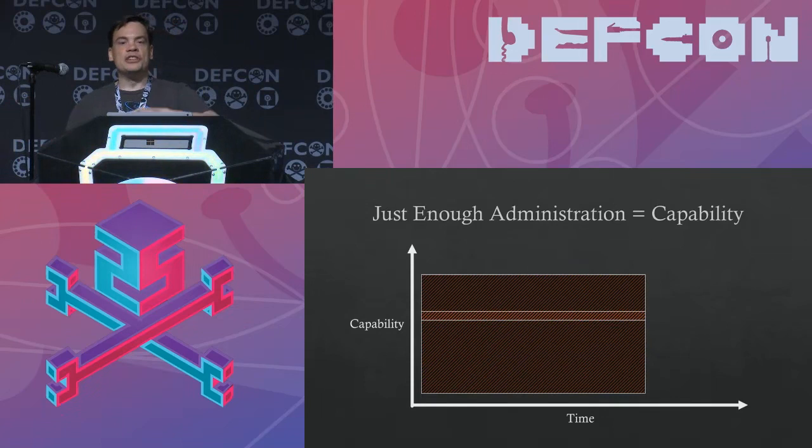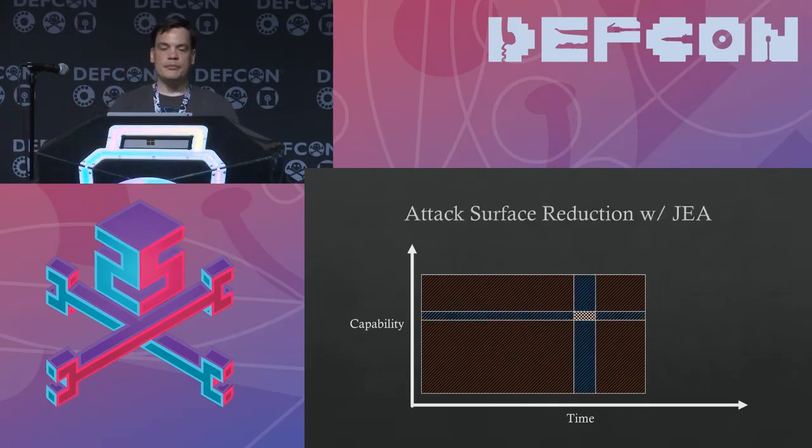Just enough administration is all about the capability. Sure, somebody's got access for a given amount of time, but why do you need to give them full access to the domain controller once a service ticket is open? So combining the two, this is what your attack surface reduction can look like. It's a cool thing, being able to reduce your attack surface by this much.